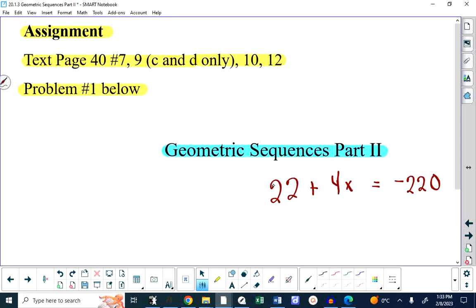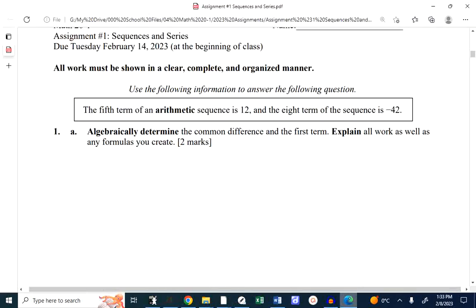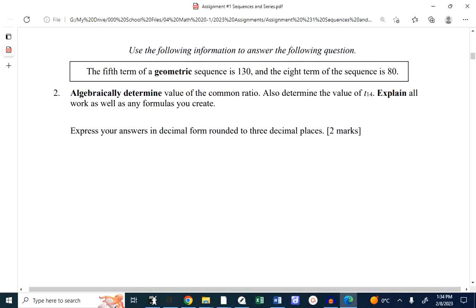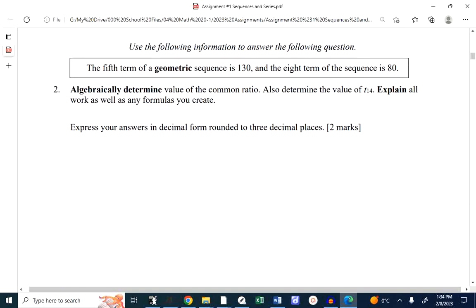By the time you get to math 30, some of those things do not need to be shown. Like, if you had x minus 4 equals 0, I don't think you would need to show that you're adding 4 to both sides. You could just say x equals 4. But we're not in math 30 yet. So you need to show work. You need to explain when it says explain. And in all these questions, there will be what we call guiding words. They're bold. Determine, algebraically. Explain. Determine. Algebraically determine. Explain.